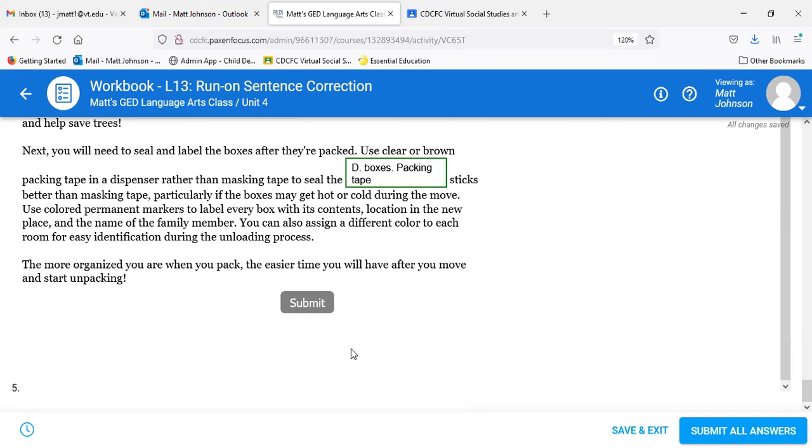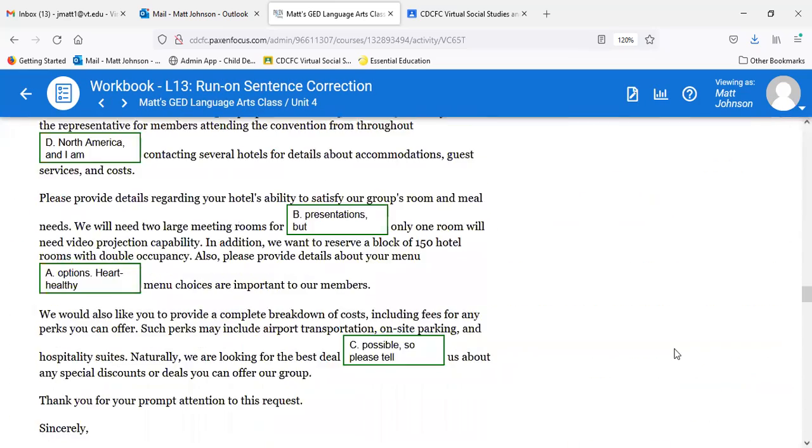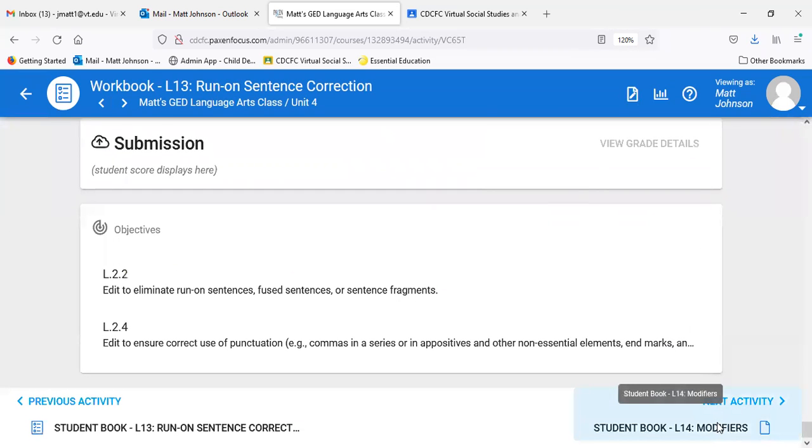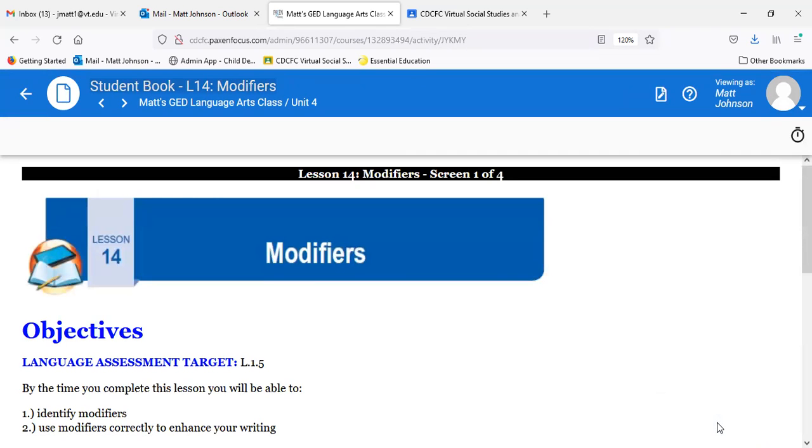And always remember, if I have two complete ideas that I'm going to form into one sentence, I have to have a connecting word and punctuation. Okay, that's the rule. Never just punctuation, never just connecting words. Got to have both punctuation and a connecting word, or split them into two sentences. Okay, so moving along, let's check on modifiers next. What do we do with modifiers?